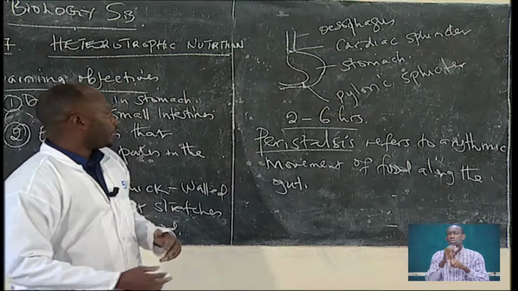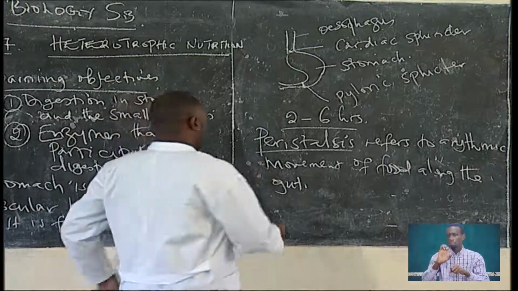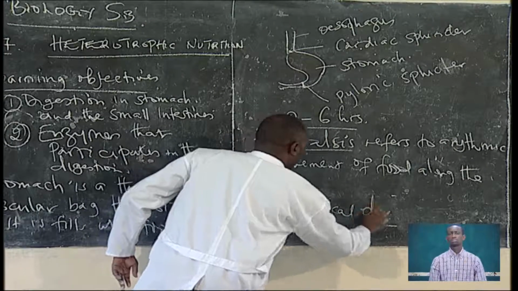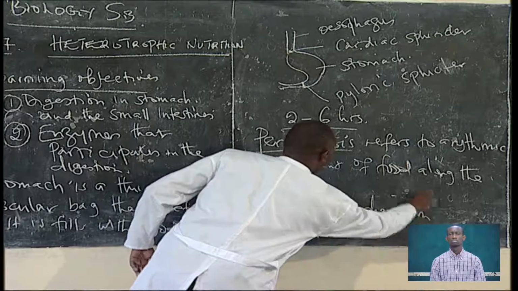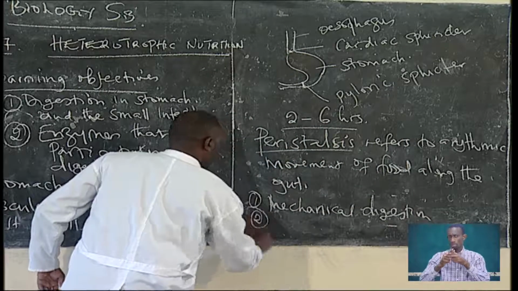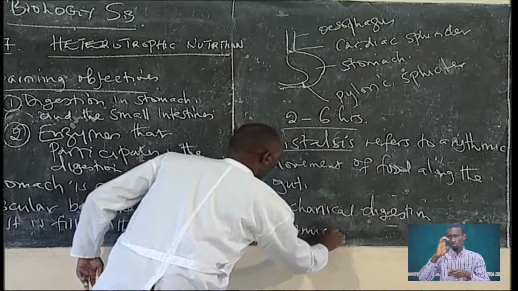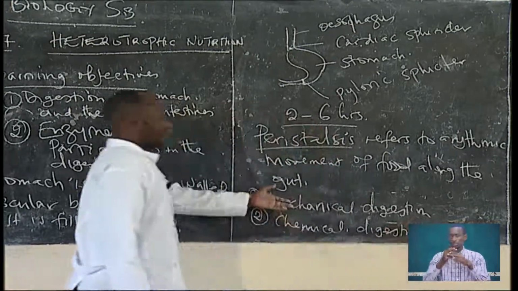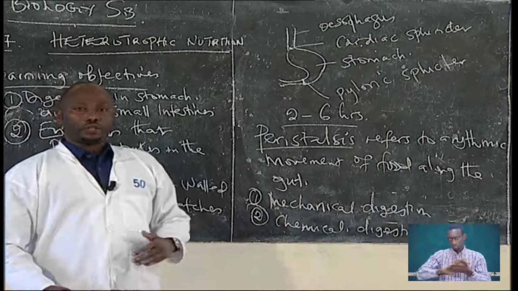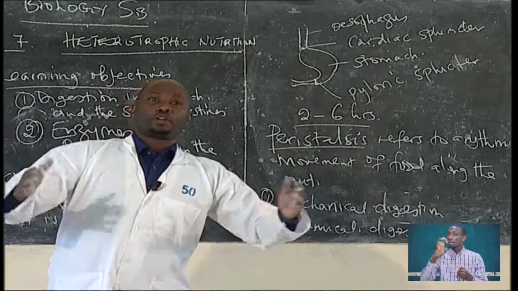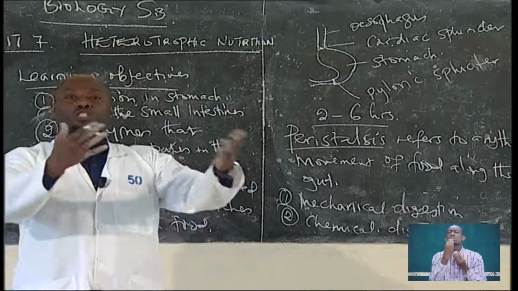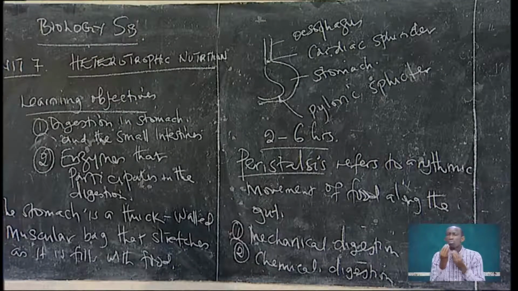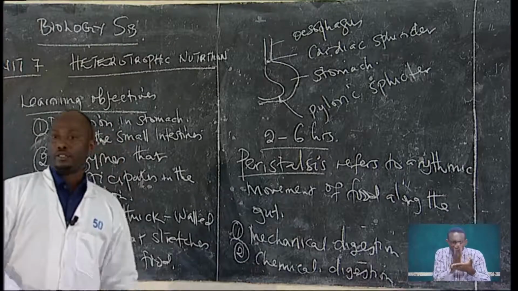We have two types of digestion. One is mechanical digestion. Number two is chemical digestion. Mechanical digestion is a type of digestion where the food is broken down into smaller pieces or into simple soluble compounds with the help of teeth, or mastication. And we have chemical digestion, which involves enzymes.